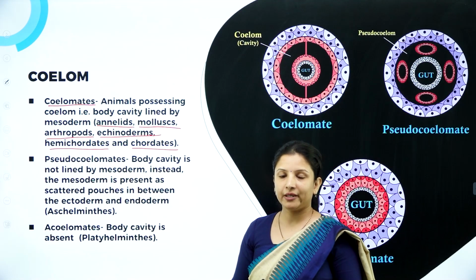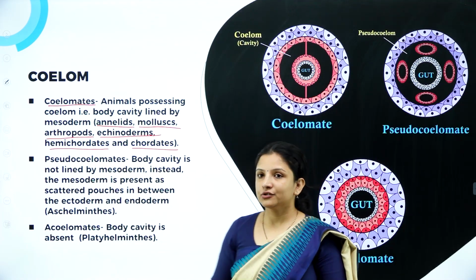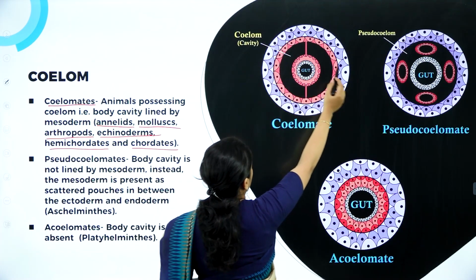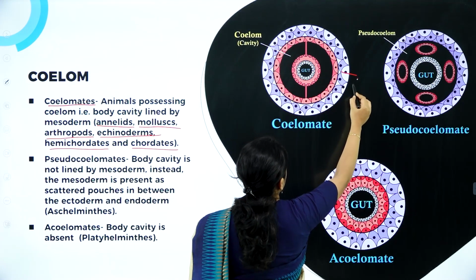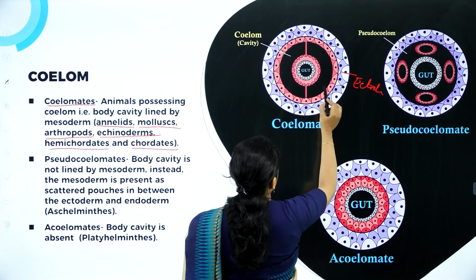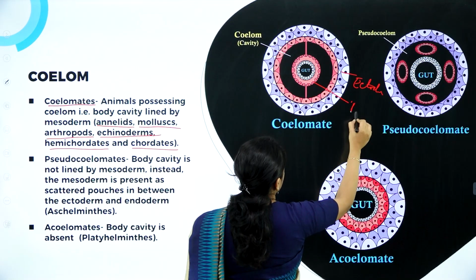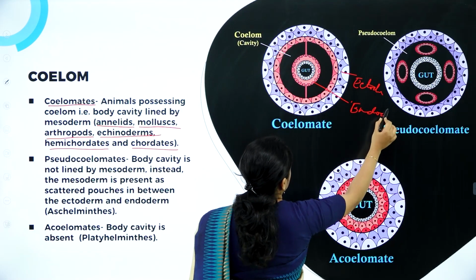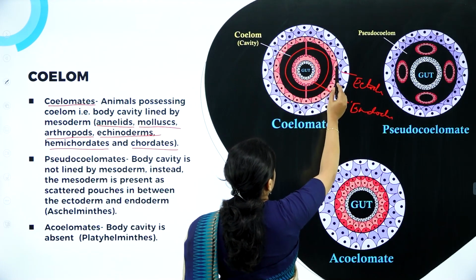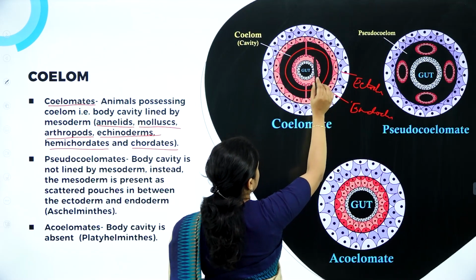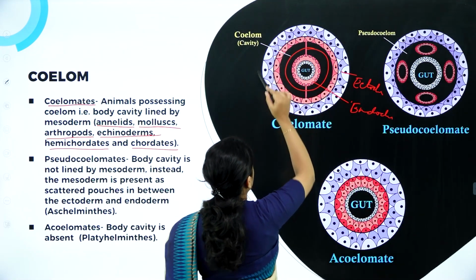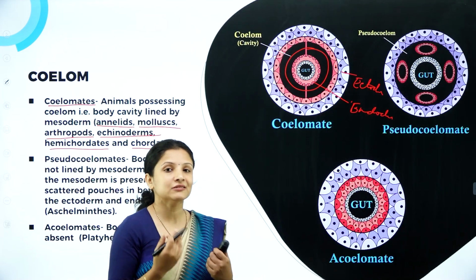All these are coelomates wherein they have a body cavity. So if you can see here about coelomates, they have a coelom. Why? Because they have an outer arrangement of cells, ectoderm, and an inner arrangement of cells, endoderm. In between there is a cavity. Here also few cells are there, here also few cells are there, but in between they have a cavity, or a coelom. That is why they are called coelomates.